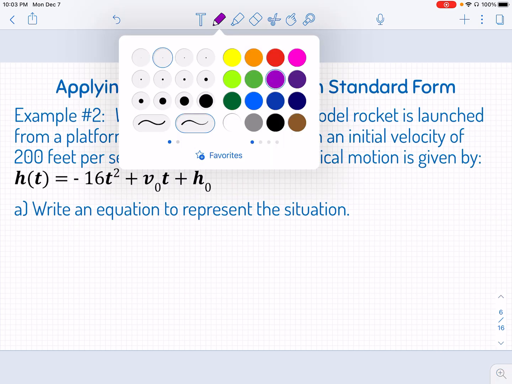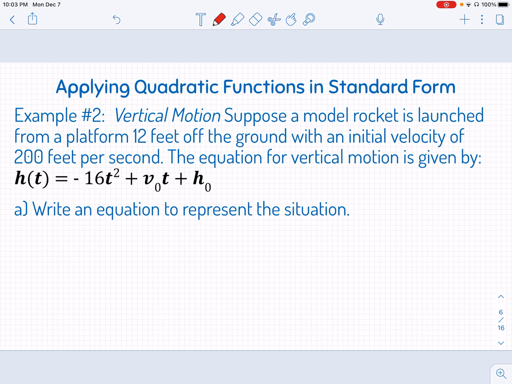Okay, example 2. Suppose a model rocket is launched from a platform 12 feet off the ground with an initial velocity of 200 feet per second. The equation for vertical motion is given by h of t equals negative 16t squared plus v sub o t plus h sub o. So just like in that last slide, I'm going to quick review with you. H of t means height, height in terms of time. So after a certain value of time, t, lowercase t, that is time. In this problem, it's in seconds.